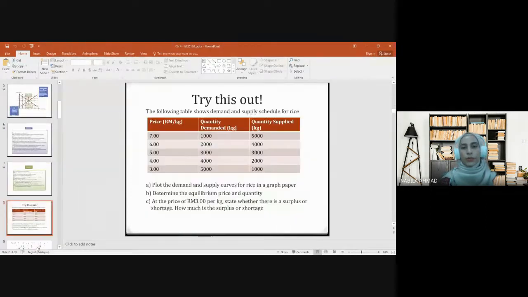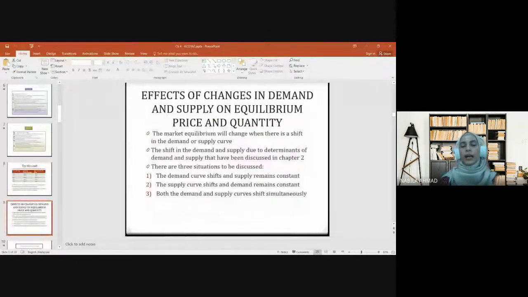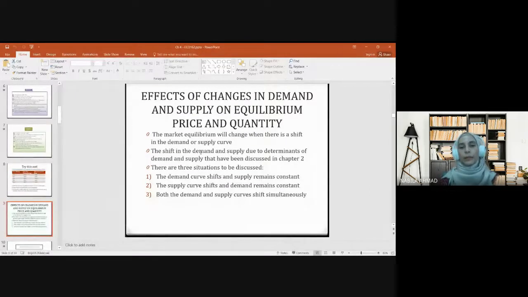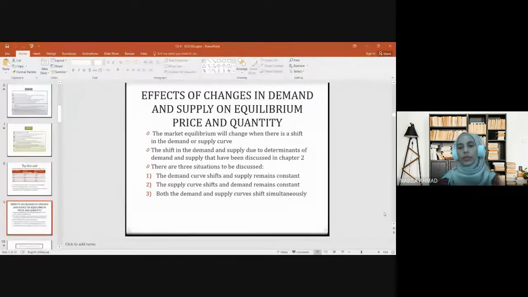Alright, so hari ini kita akan masuk effect of changes in demand and supply on equilibrium price and quantity. Macam saya kata tadi, once market equilibrium is achieved, harga dan quantity tidak akan berubah. Tetapi apabila demand berubah atau supply berubah, atau kedua-dua demand dan supply berubah, then only equilibrium akan berubah. So you need to apply apa yang dah belajar dalam chapter 2, dalam this part.